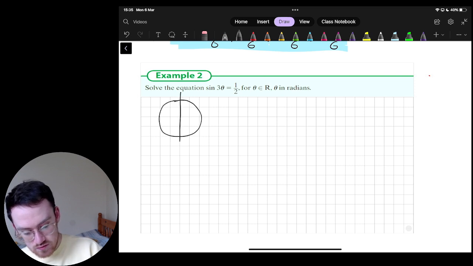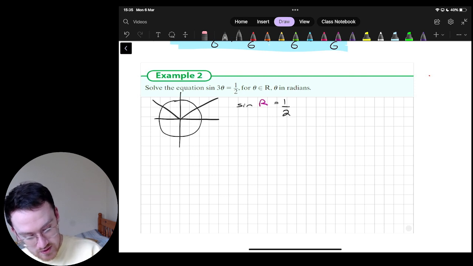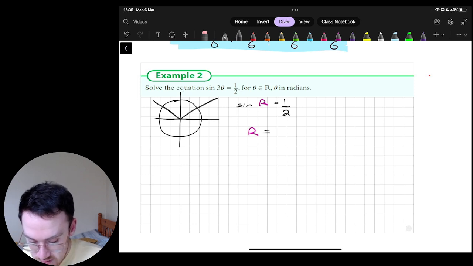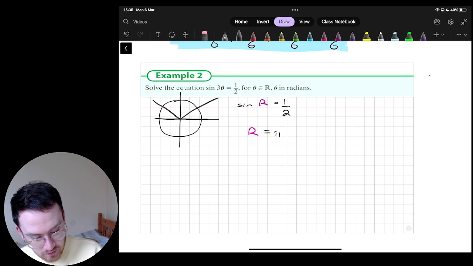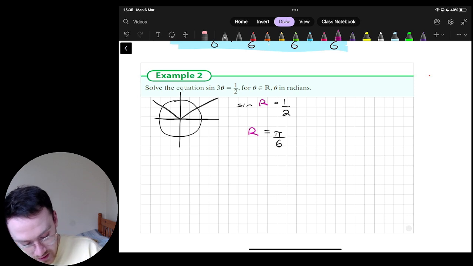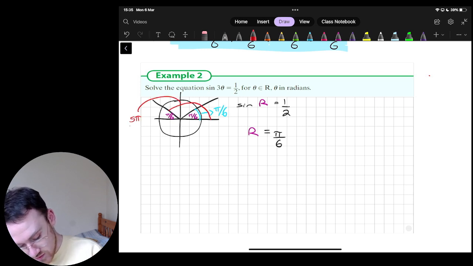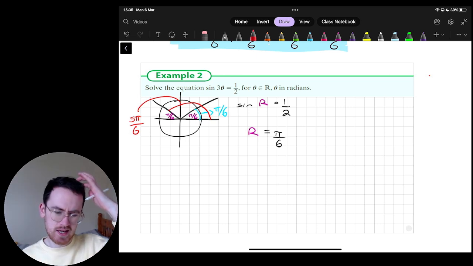Looking at the question first, I know that the answer is positive, so I'm in the first two quadrants. I know that sine of my reference angle is equal to a half, which means my reference angle is, and I think we've done this one already, but we'll do it again, pi over 6. So my two values are: my first value is just pi over 6, and my second value, which we've already seen, gives me 5 pi over 6, from pi minus pi over 6.